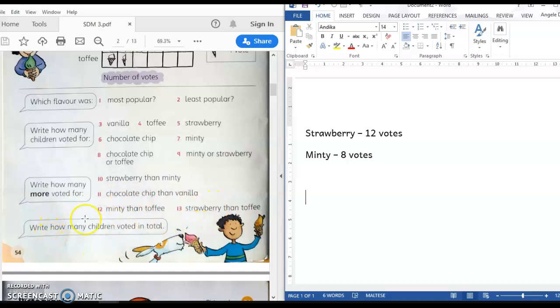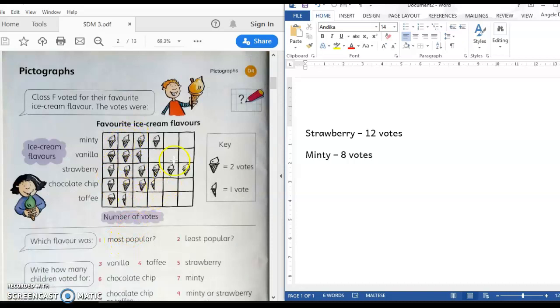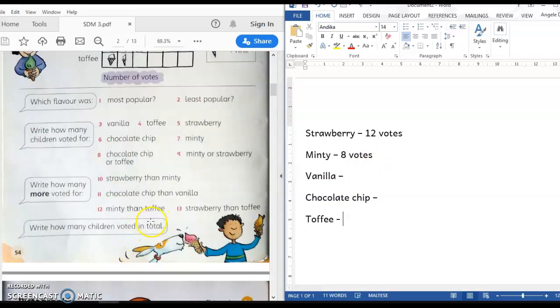And then we have the last question. Write how many children voted in total. How can we find the answer to this? Right, we'll look here. Okay, and we need to find the number of votes all the flavors had. We already have the minty over here. We can write the vanilla one now. And write the number. Strawberry, it's over here as well. Chocolate chip now. Chocolate chip. And we write the votes. And then we have toffee, the last one. And then we write the votes. What do we do at the end? If we were going to find the total, the word total reminds us of addition. So we're going to do plus.